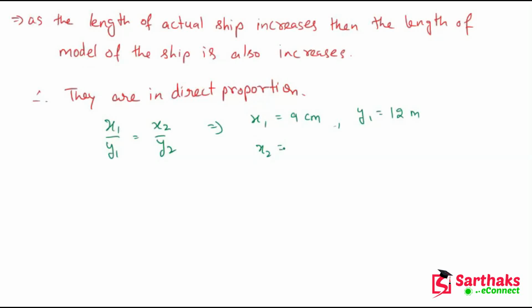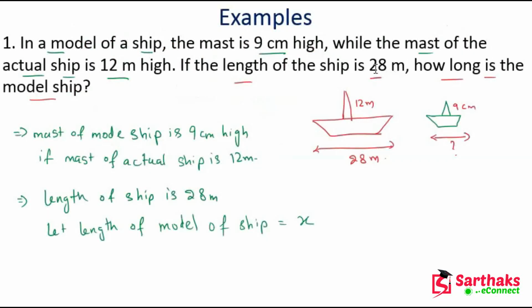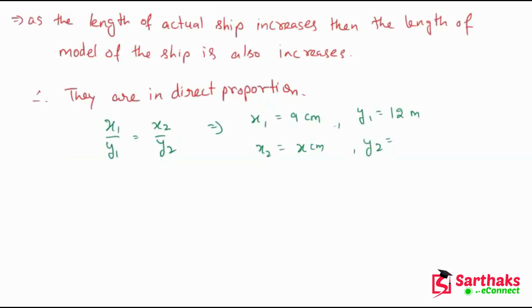And x2 is what? x2 is x centimeter, we are assuming x. And here y2 is this 28 meter. What is 28 meter? So we have x1 which is mass of model shape, y1 which is mass of actual shape, x2 is length of model shape, y2 is length of actual shape. Okay, so now if we put the values here, we get 9 upon 12 is equals to x upon 28.